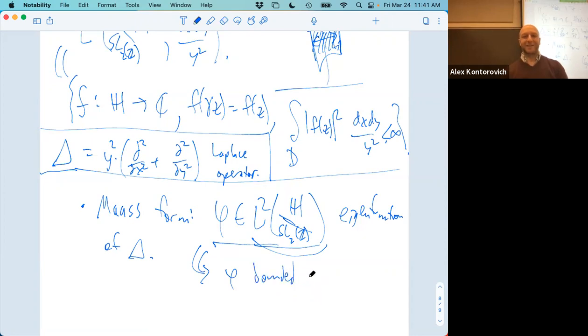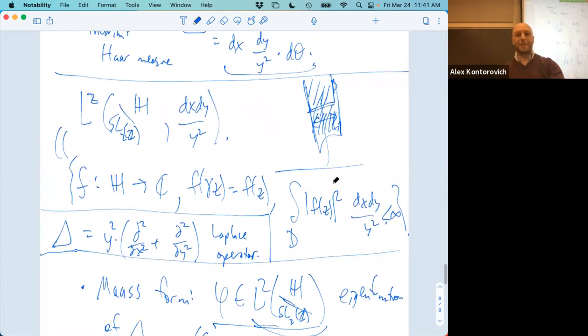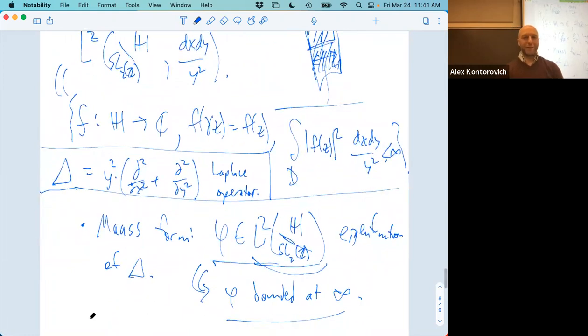So in other words, if you have an eigenfunction of this Laplace operator, this is actually going to be a stronger condition. You might have an eigenfunction of the Laplace operator that's invariant under gamma, but is not L2. So it being L2 is such a strong condition that in fact it will imply boundedness. That's right. I just don't see the weight. I mean, we haven't done anything with weight.